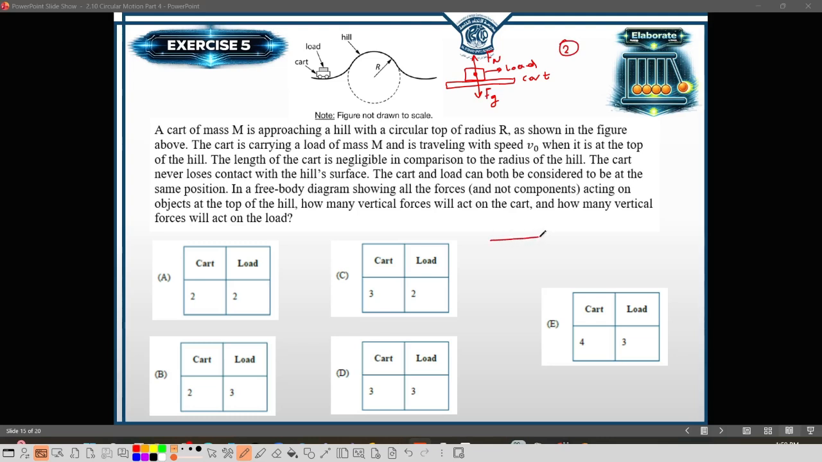Now, what about the cart? So this is the cart. First of all, we have the force of gravity on the cart. We have the pressing force because of the load. So let's call it FP, pressing force. The load is pressing by its weight on the cart. And we have the normal push between the surface of the track and the wheels, so we'll have normal push upward. Now, in total, we will have three forces on the cart and two forces on the load, which means the correct answer will be C.